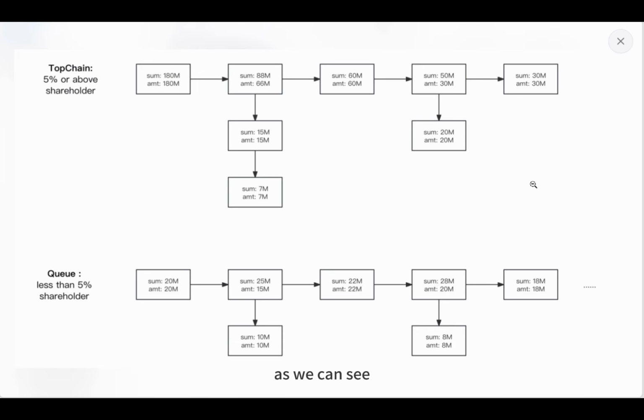As we can see, the voting rights in this top chain are strictly ranked from highest to lowest. With this linked list structure, we can easily and clearly determine which shareholder is the de facto controlling shareholder and where each shareholder stands in the overall ranking of the shareholder composition.